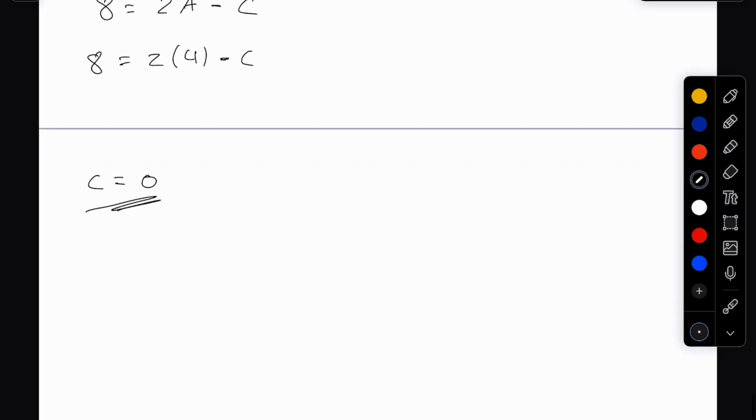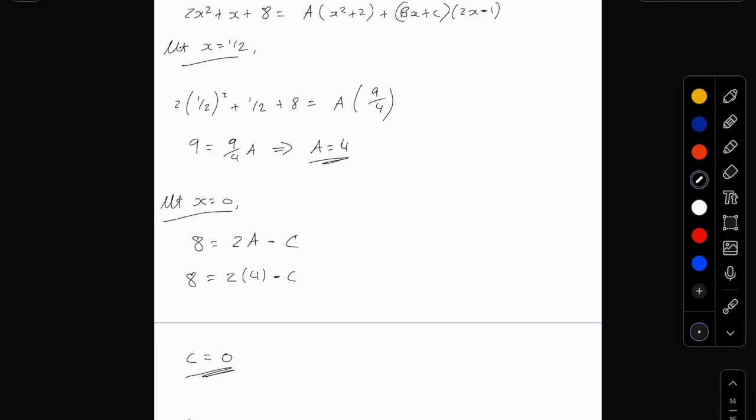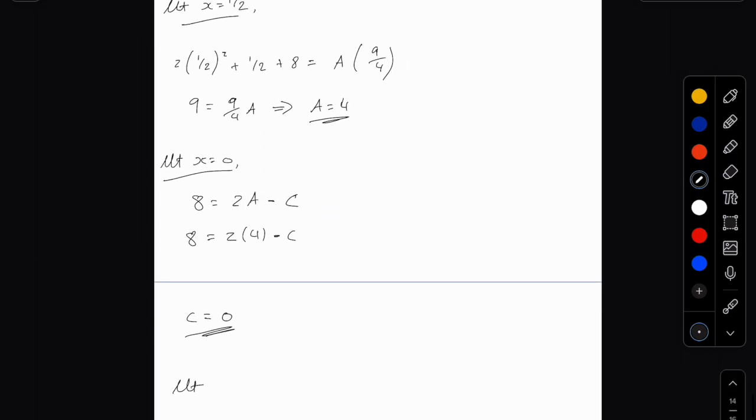Now lastly, I'm going to say, fine. What can I let x equal? Well, if I let x equal 1, I've got c as 0. So this bit here is just going to turn to b, which is going to allow me to solve for b as a result. So I'm going to say, fine, let x equal 1.